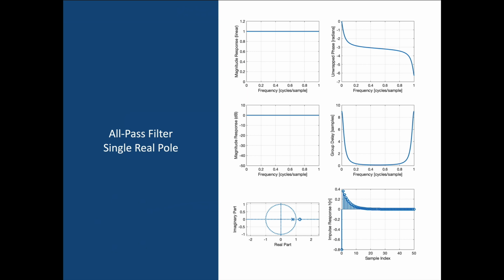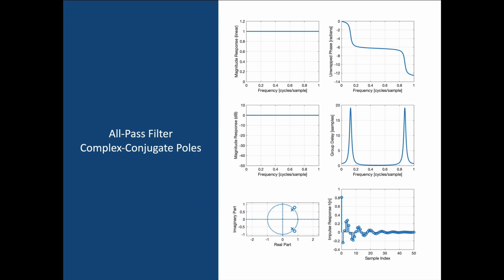Now let's change to a pair of complex conjugate poles for an all-pass system. Each pole has a corresponding zero outside the unit circle at the conjugate reciprocal location. Again, as promised, the magnitude response is flat. The phase response has the shape you see here. For each pair of pole and zero, we get this steep part of the phase response, and at each of those you get a large delay in the response.